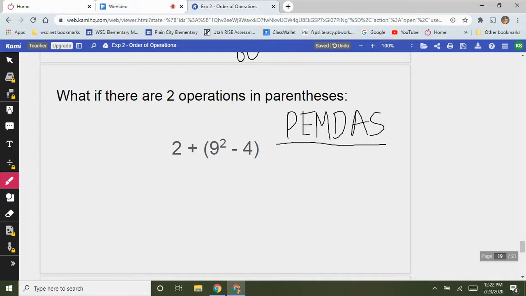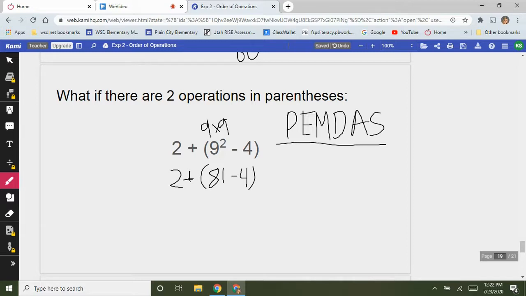9 squared. 9 is my base, used 2 times. 9 times 9 is 81. Now, I rewrite everything, and I'm keeping those parentheses because I have not completed everything within them.